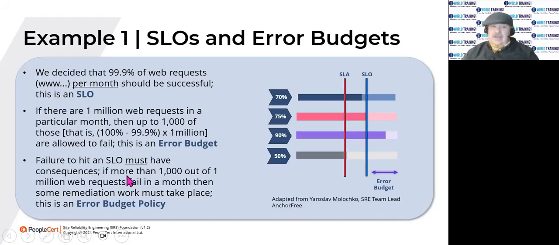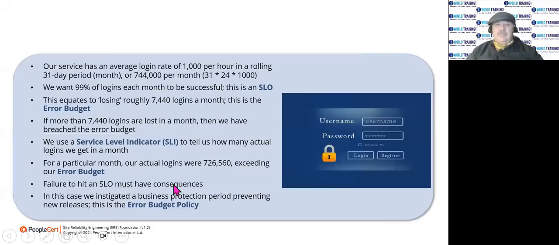On the other hand, failure to meet or hit your SLO must have consequences. So if more than 1,000 out of 1 million requests fail in a particular month, then some error budget policy kicks in. For example, you may have some remediation work to automate something or change something in order to reduce the chances of that happening again. So again, this is the whole core idea of an SLO and error budgets and error budget policy. We'll have a lot more examples in the rest of this module to further explain it.